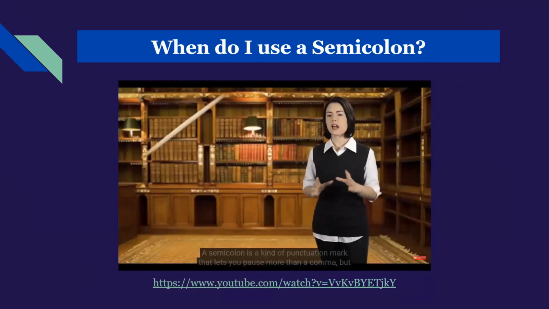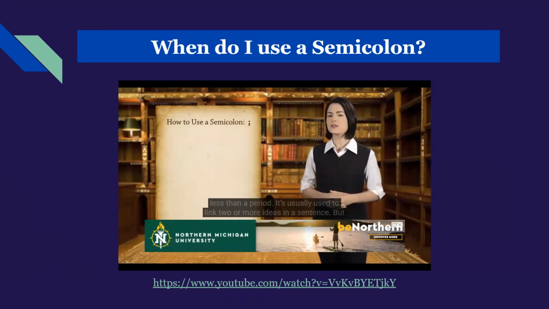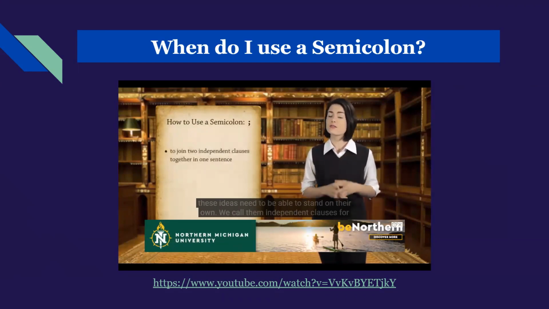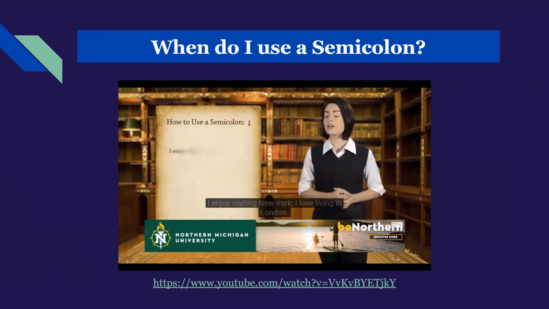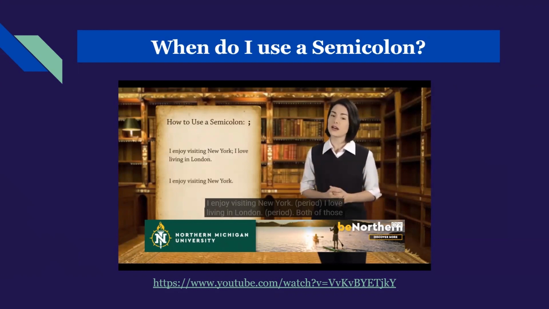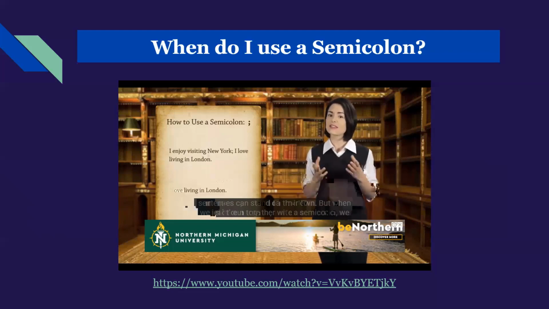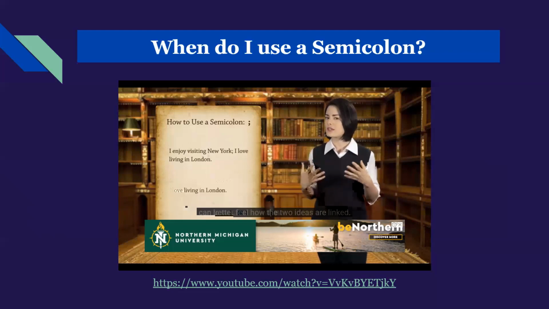A semicolon is a kind of punctuation mark that lets you pause more than a comma, but less than a period. It's usually used to link two or more ideas in a sentence. But these ideas need to be able to stand on their own. We call them independent clauses for that reason. For example, I enjoy visiting New York. I love living in London. If we wanted to, we could make these independent clauses into separate sentences. I enjoy visiting New York, period. I love living in London, period. Both of those sentences can stand on their own, but when we join them together with a semicolon, we can better feel how the two ideas are linked.